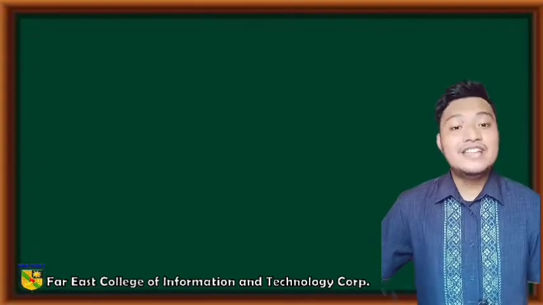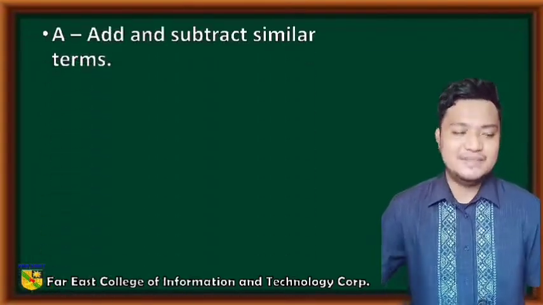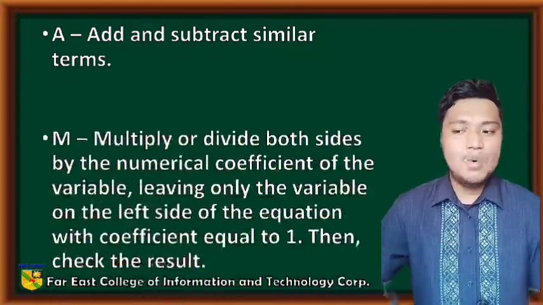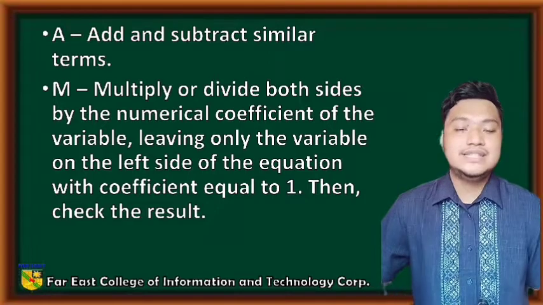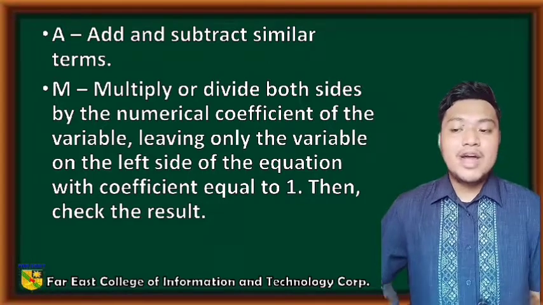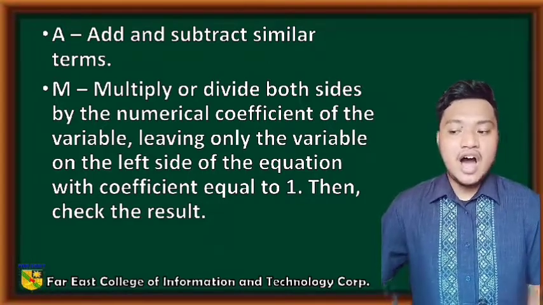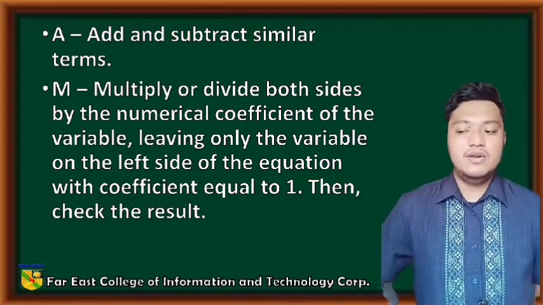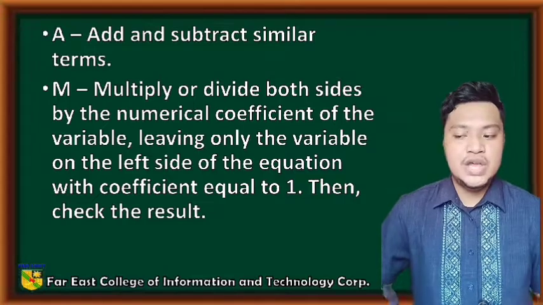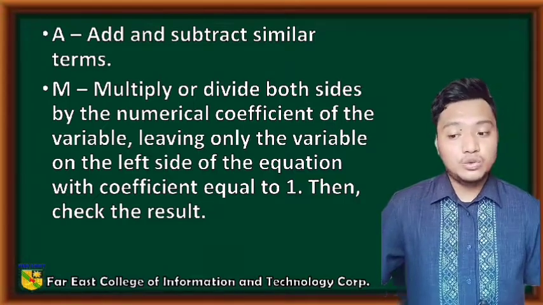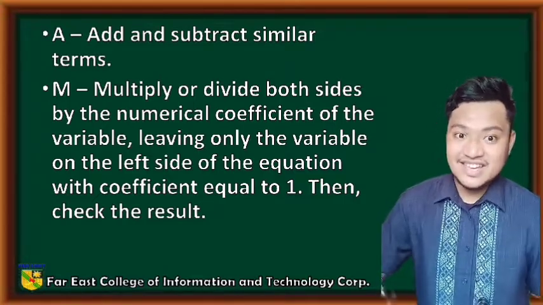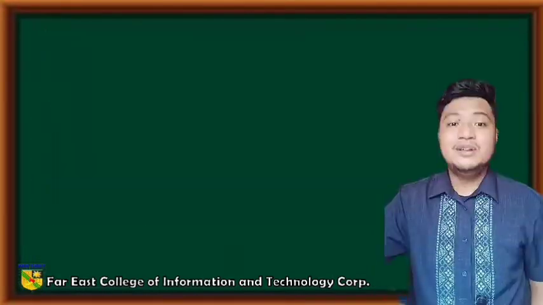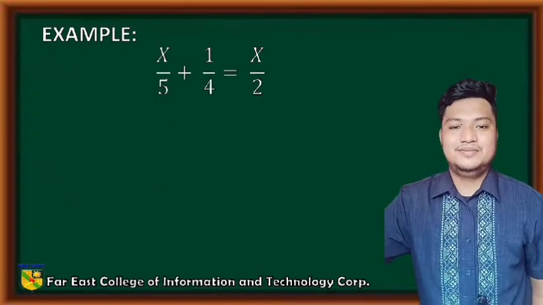Letter A, add and subtract the similar terms. And lastly, the M, multiply or divide both sides by the numerical coefficient of the variable, leaving only the variable on the left side of the equation with coefficient equal to 1. Then, check the solution or the result. So I will give you an example.